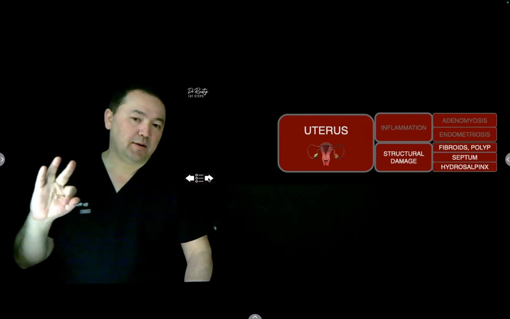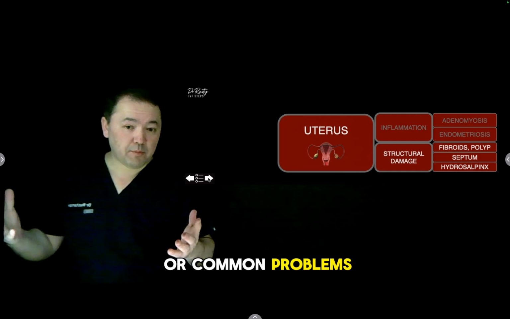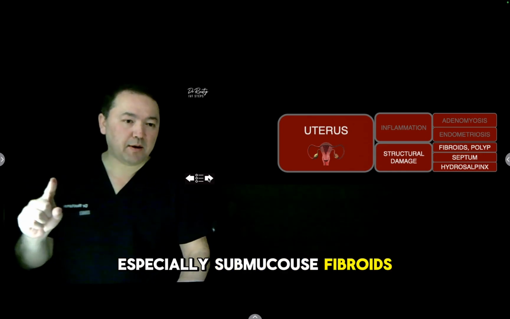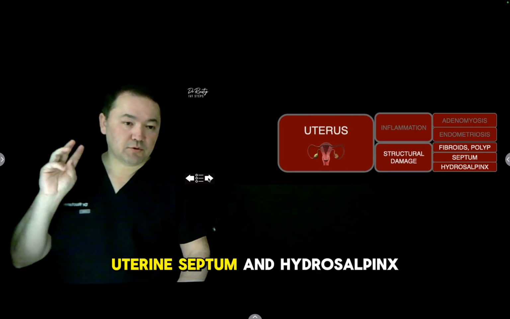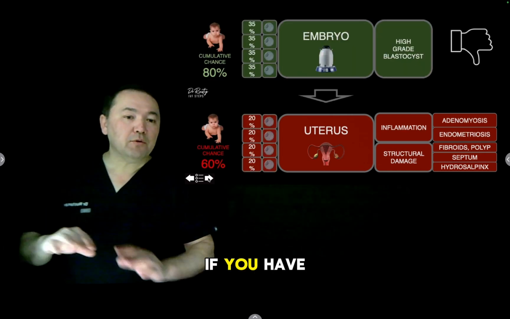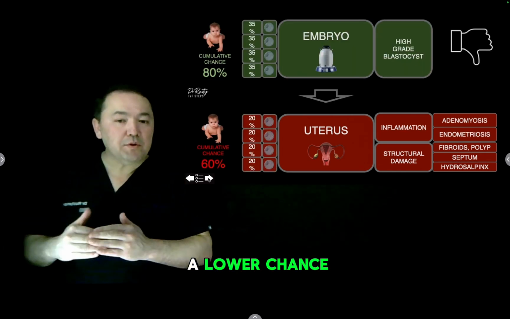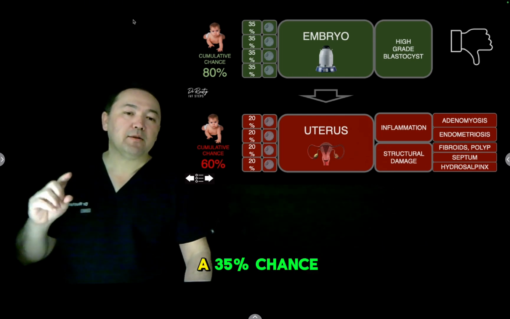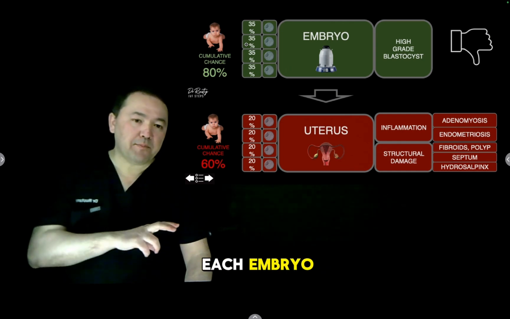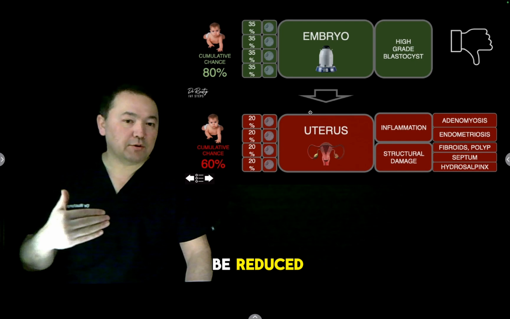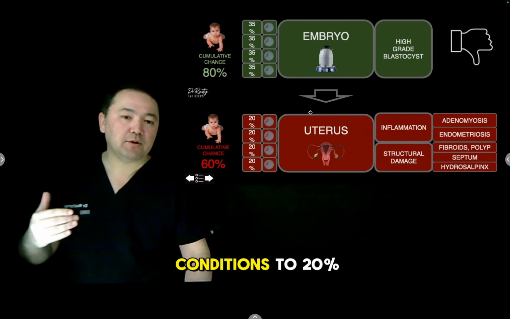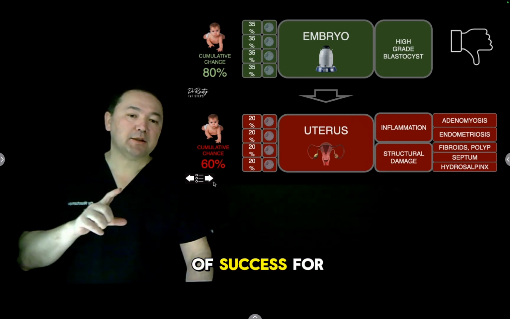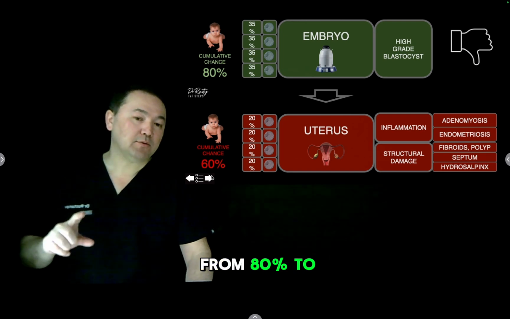There are 4 common problems you can see from a structural point of view. These are fibroids, especially submucous fibroids, endometrial polyps, uterine septum, and hydrosalpinx. If you have these conditions, you have a lower chance of success per embryo or a lower chance of success cumulatively. Let us say if you had a 35% chance of success for each embryo, if you have these problems, your chance can be reduced, depending on the severity of these conditions, maybe to 20%, 1 in 5 for each embryo, or the cumulative chance of success for all 4 embryos can be reduced from 80% to 60%.